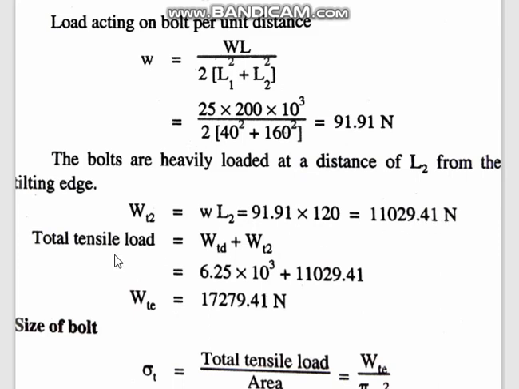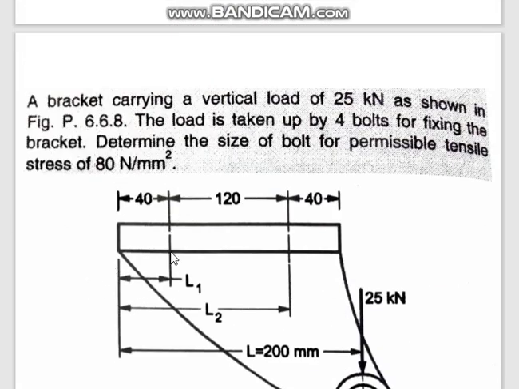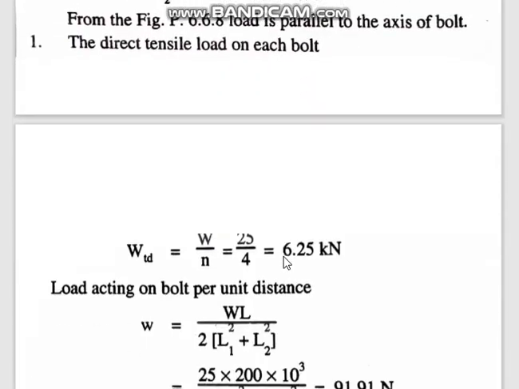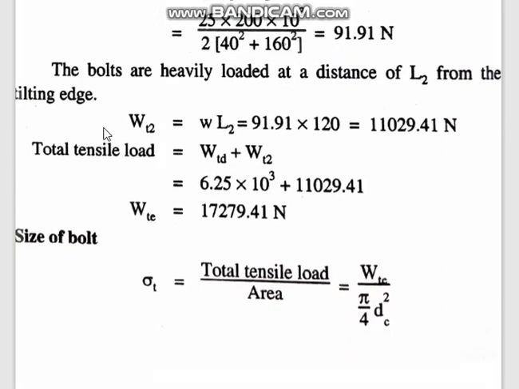Now where is the maximum load coming? Here lesser load is coming, and here maximum load is coming. One is the primary direct tensile load, the other is the secondary tensile load. Both you add because both are tensile loads only. No shear load is there. Suppose one is tensile and one is compressive, then you will subtract. If both are tensile, you will add. And if one is tensile and one is shear, then you will find out the principal loads.